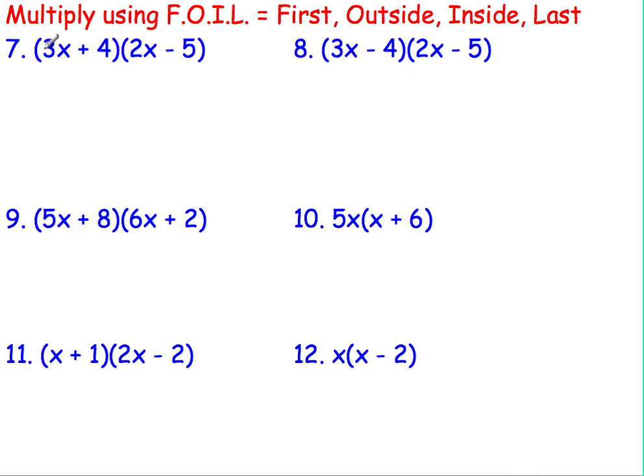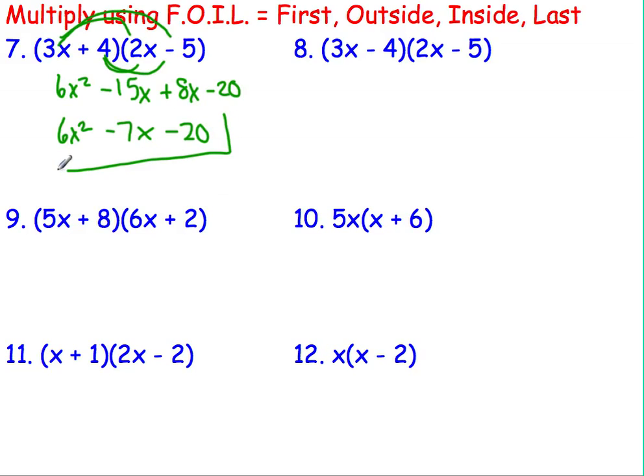It looks like we have 3x times 2x, which would be 6x squared. 3x times negative 5 is now negative 15x. 4, the inside terms, 4 times 2 would be plus 8x. And 4 times negative 5 is negative 20. I combine terms, I'll have 6x squared minus 7x minus 20.